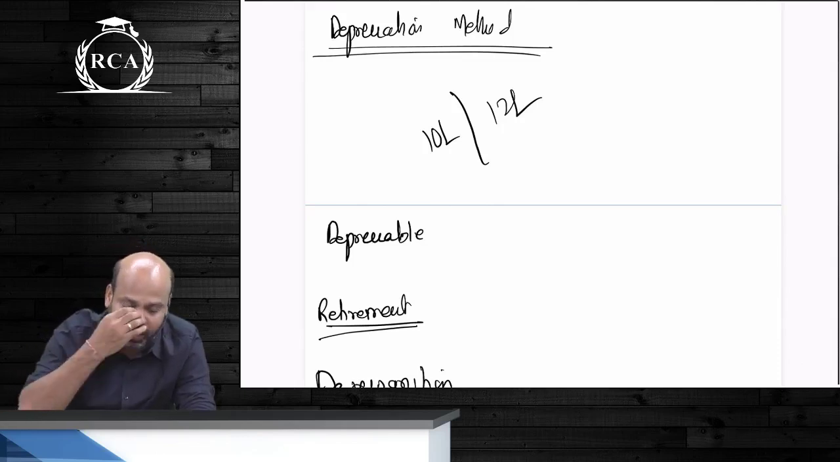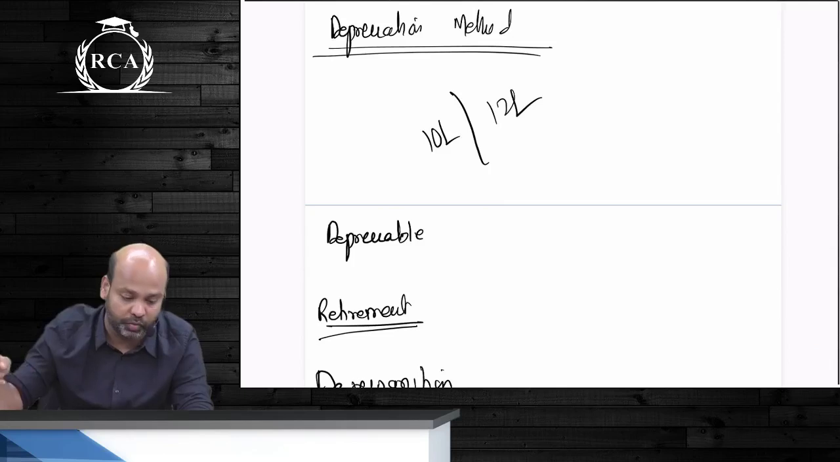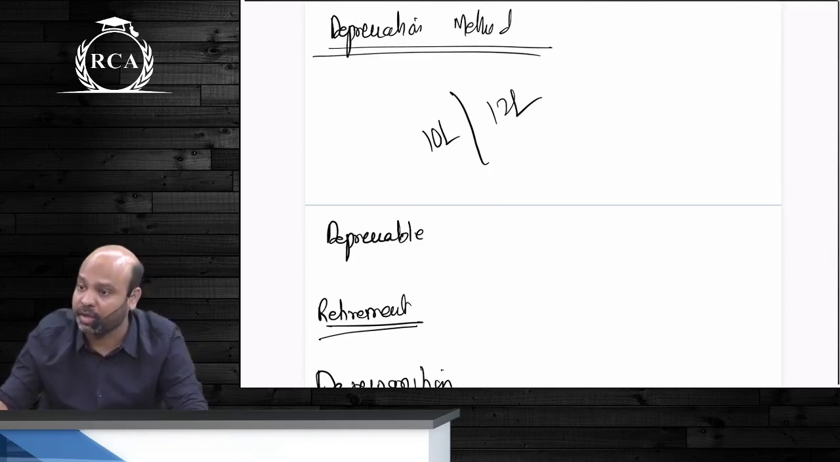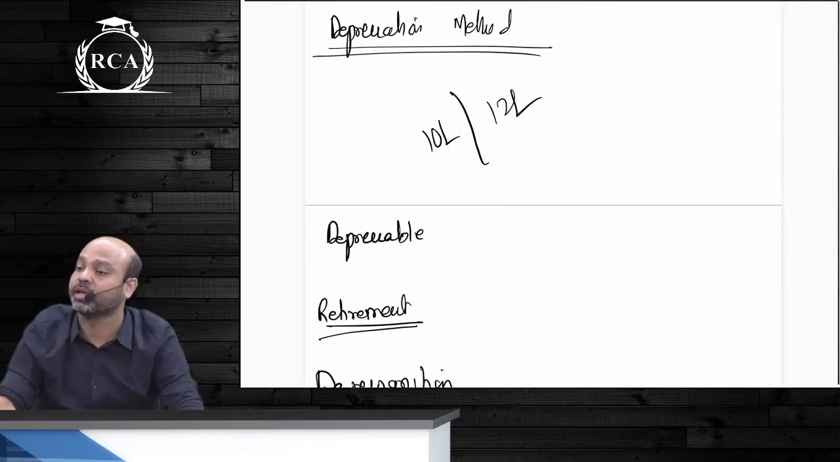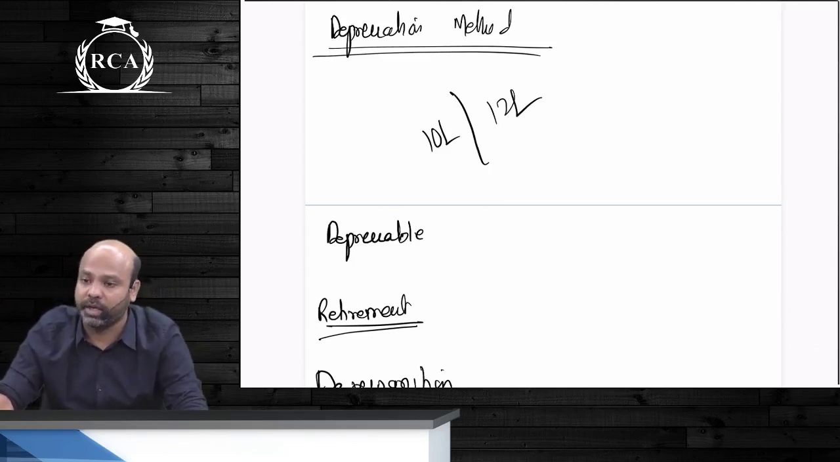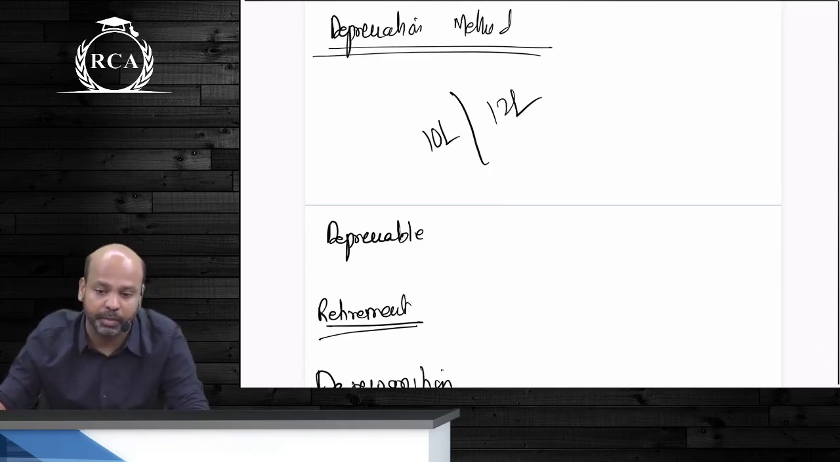If the physical life of an asset is 30 years, can I take the useful life to be 10 years? Yes, if I intend to sell the asset at the end of the 10th year. I gave an example where you're shifting to a new city for a temporary period of 2 years or so. You buy a car, you know that you will be selling the car at the end of 2 years.